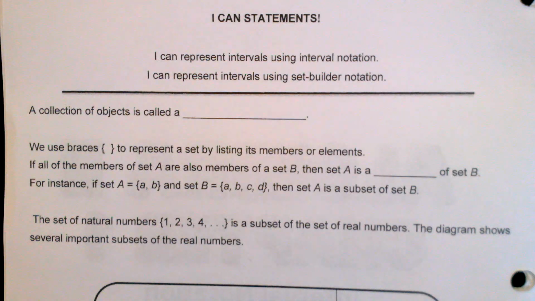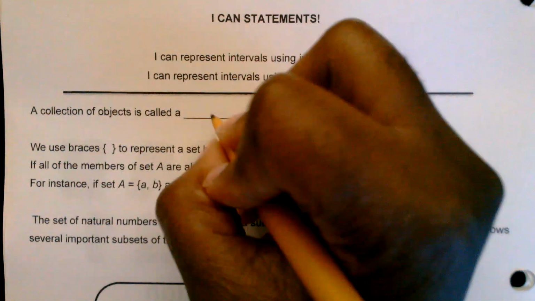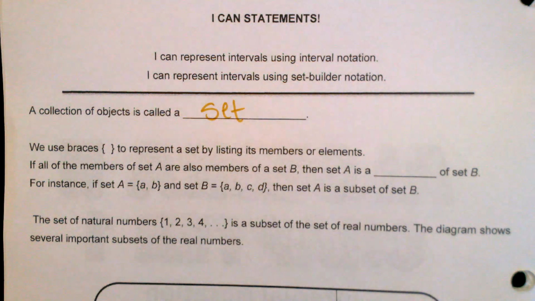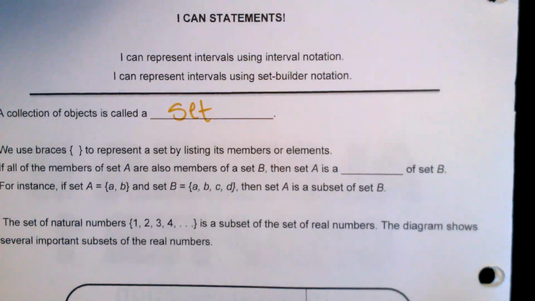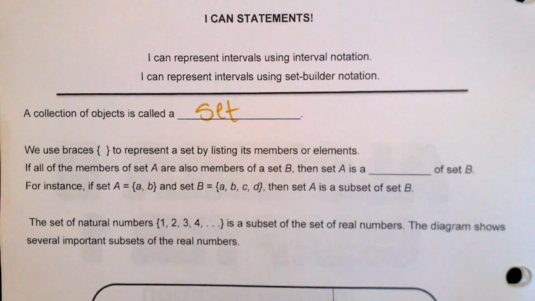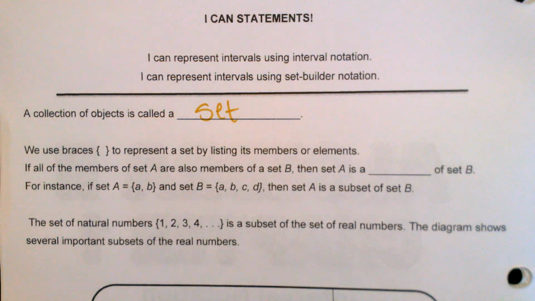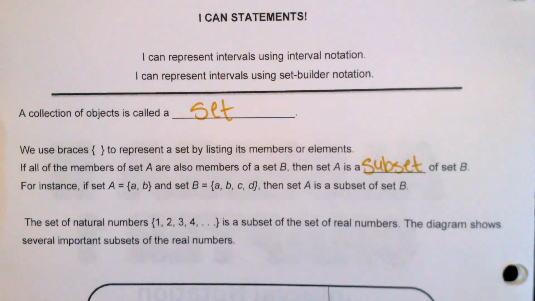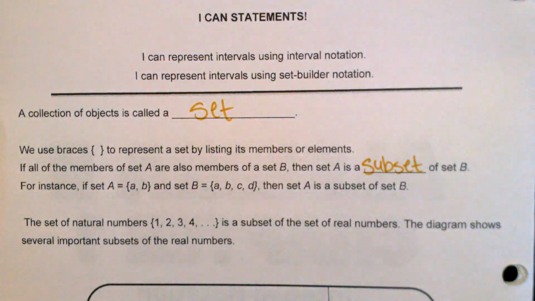A collection of objects is called a set. We use braces to represent a set by listing its members or elements. So, pieces or parts of a set, we call them members or elements of that set. Okay? If all of the members of set A are also members of a set B, then set A is a subset of set B.